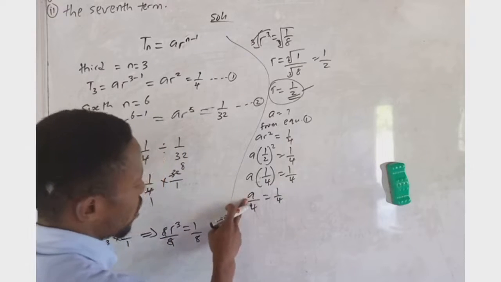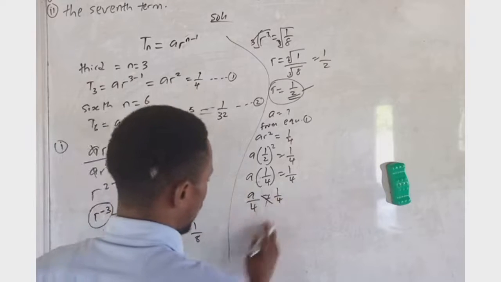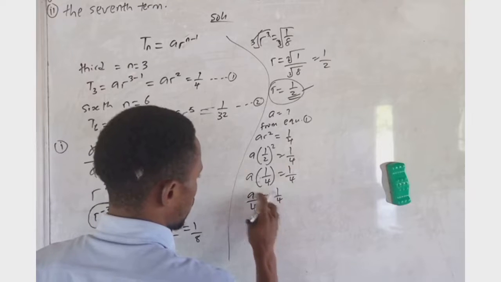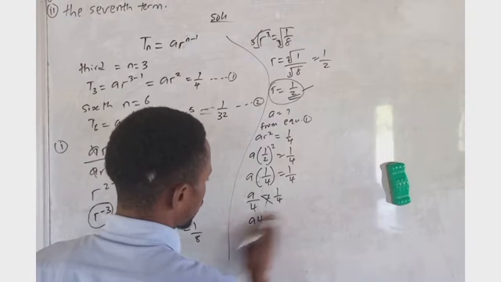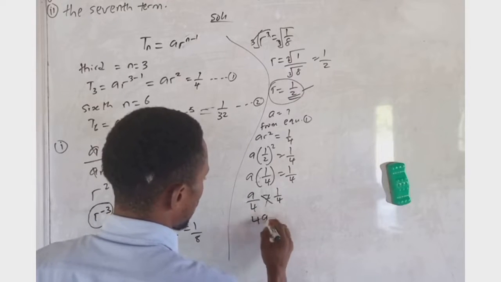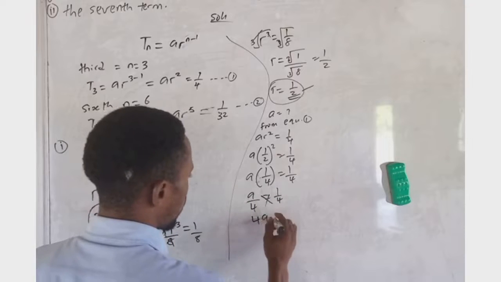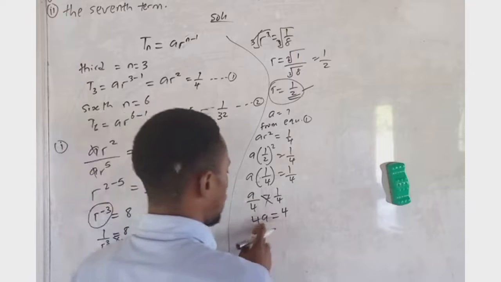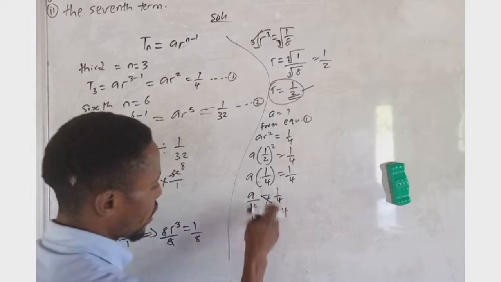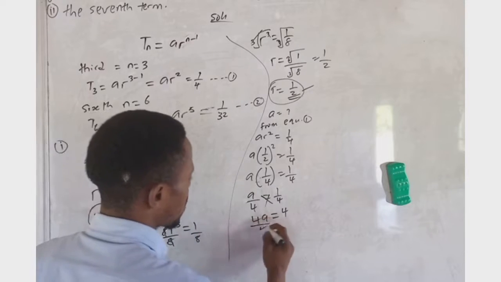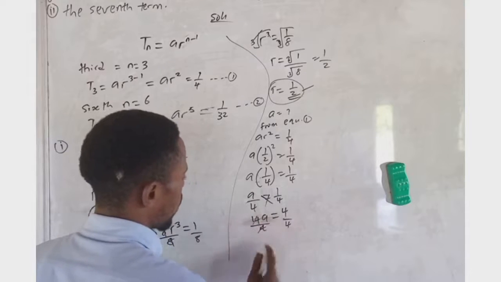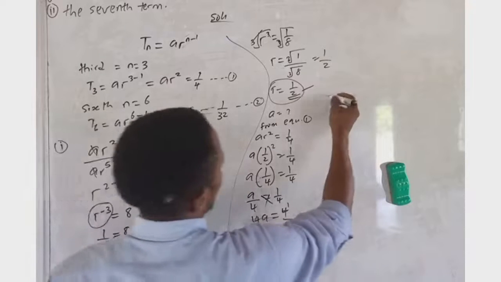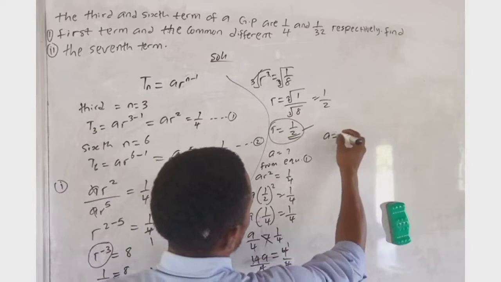So since this side is a fraction and this side is a fraction, and we're looking for the value of a, what we do now is cross multiply. So we have a times 4, that's 4a, is equal to 4 times 1, which gives us 4. So to get a, you divide both sides by the coefficient of a, which is 4. Dividing both sides by 4, we have our a is equal to 1.